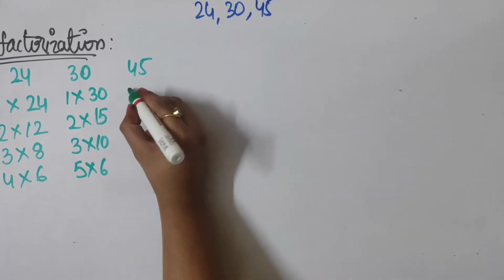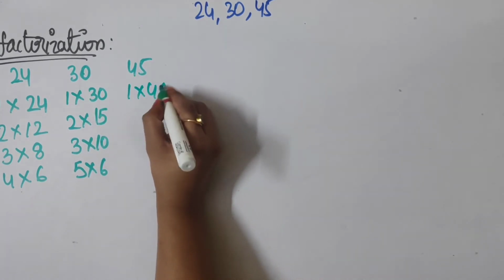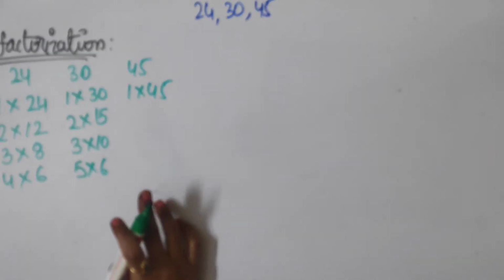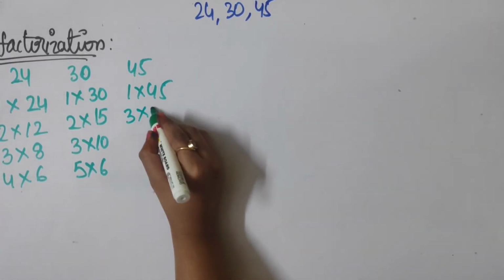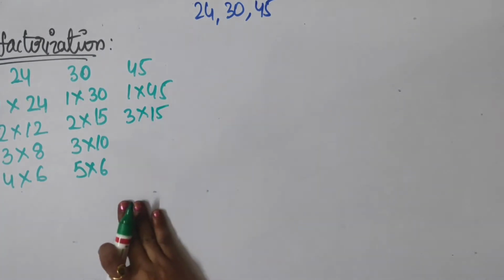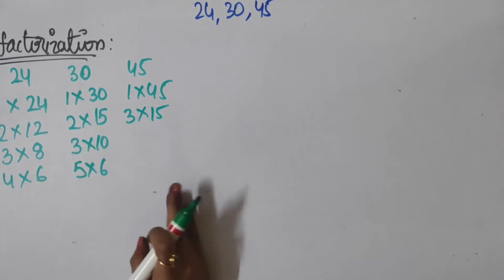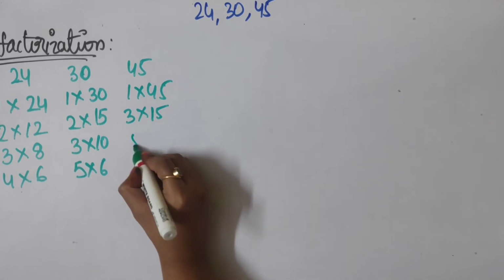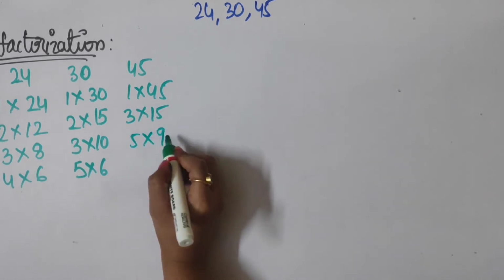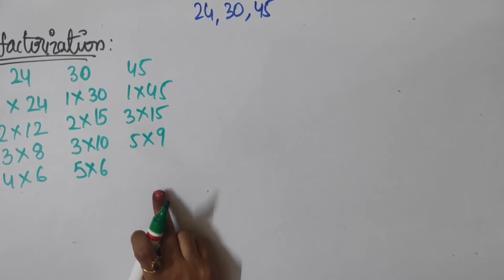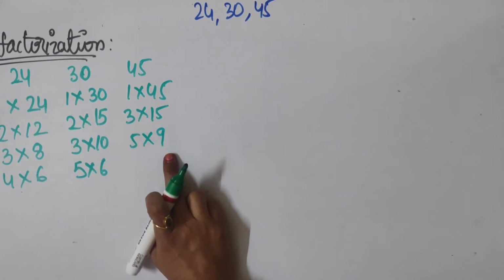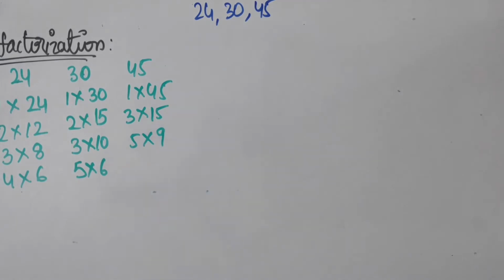Now the third one, 45. 1 into 45, it is not divisible by 2, but it is divisible by 3. 3 into 15, it is not divisible by 4, but it is divisible by 5. 5 into 9, not with 6, not with 7, not with 8, and again 9 is here. So these are the factors of 45.